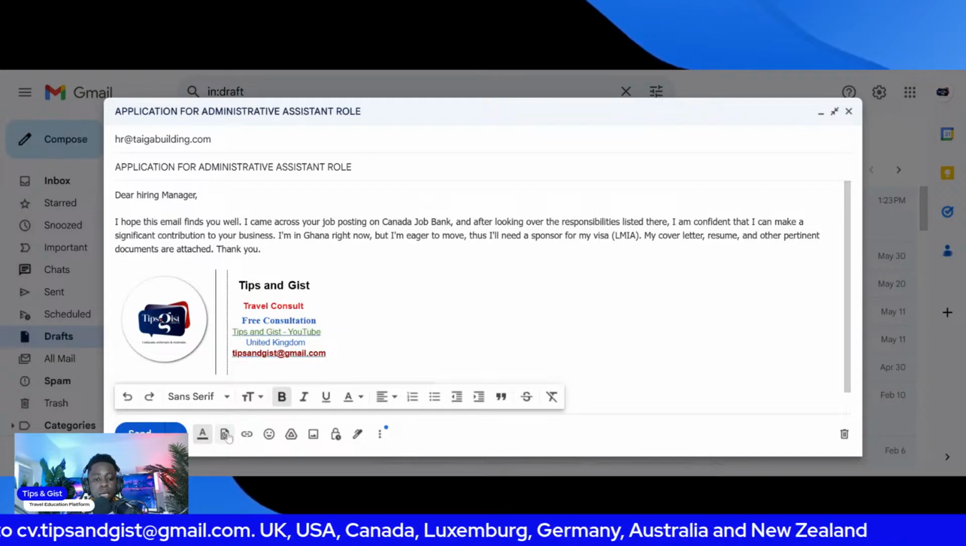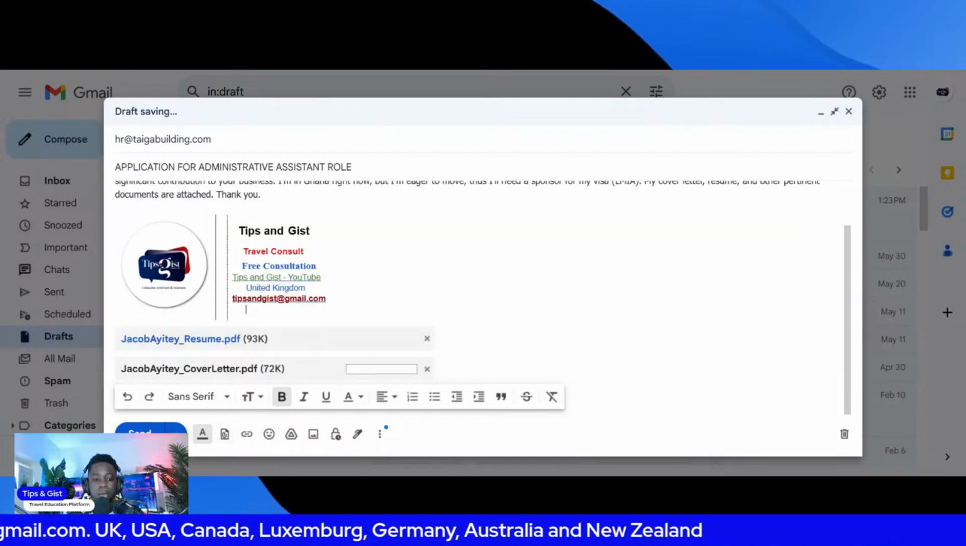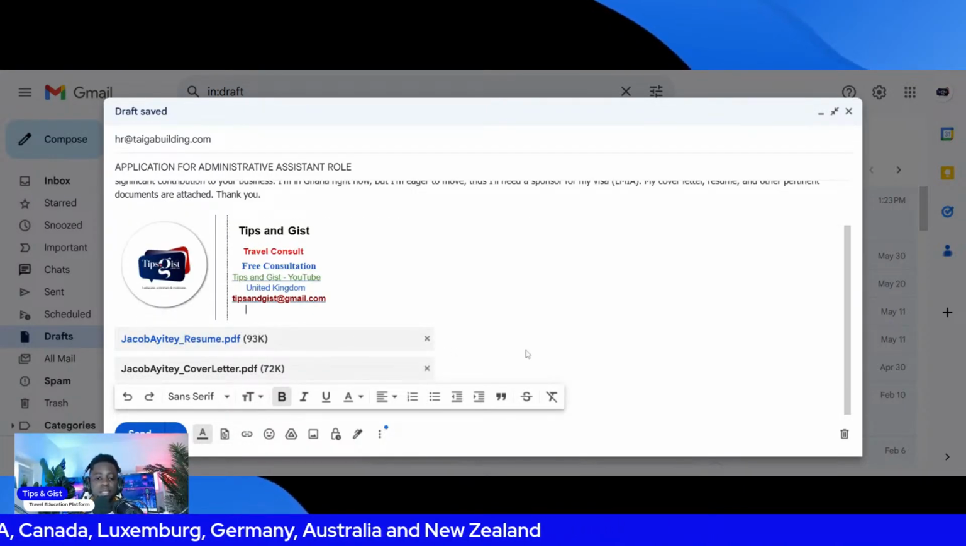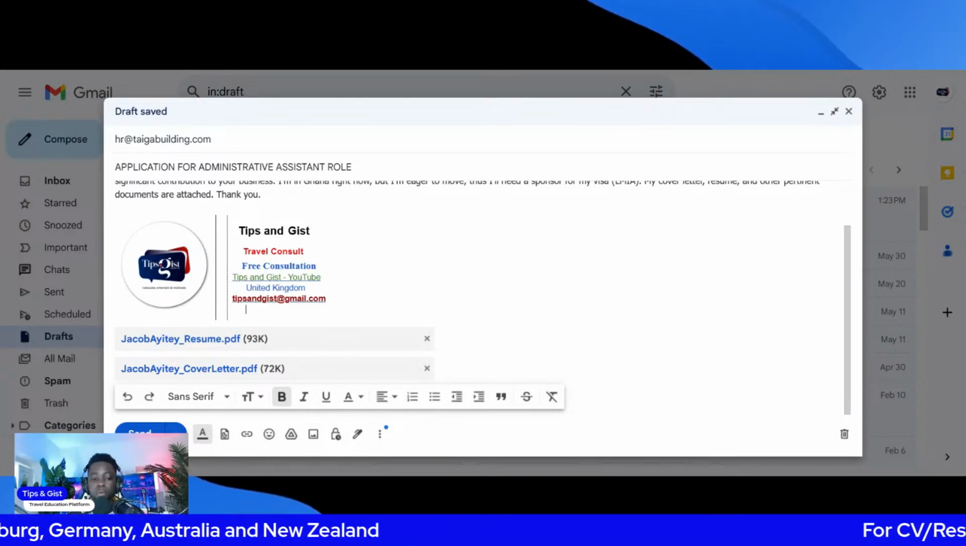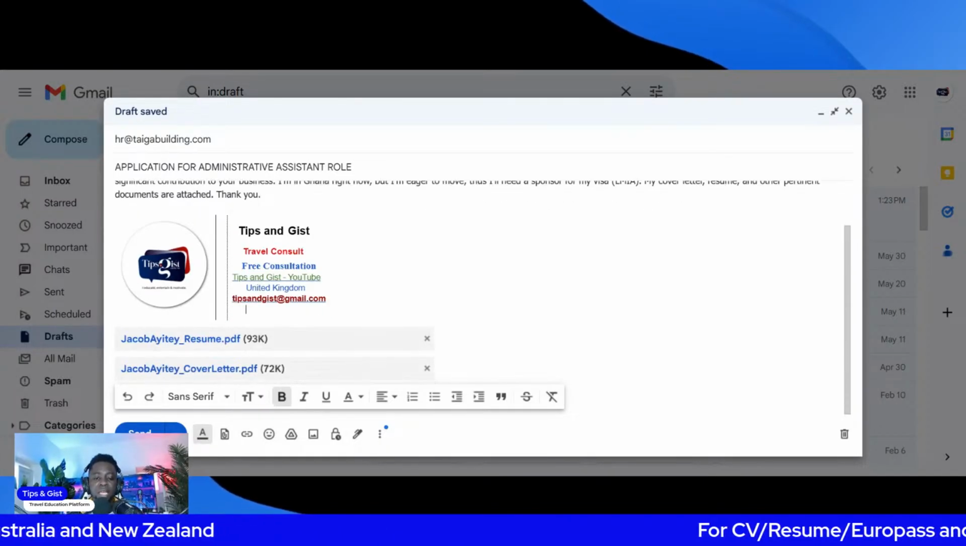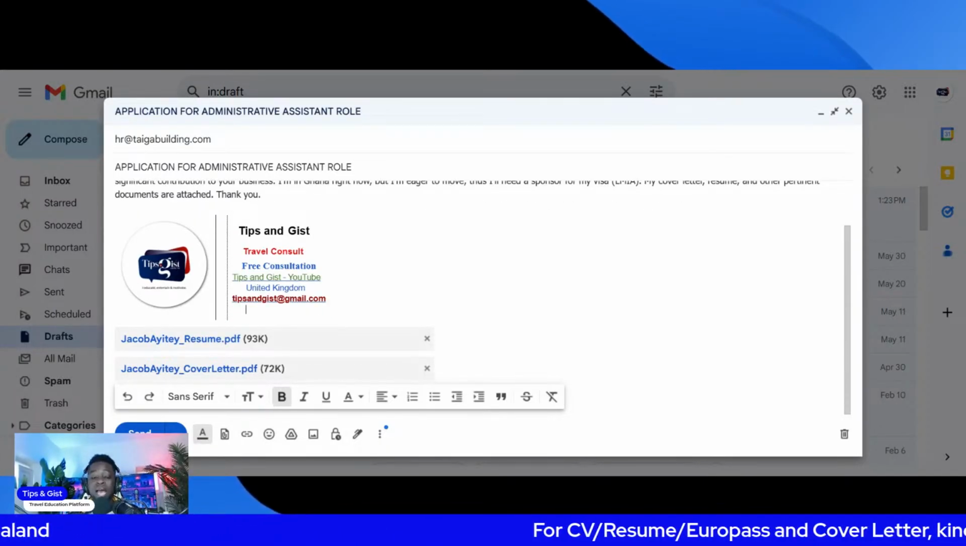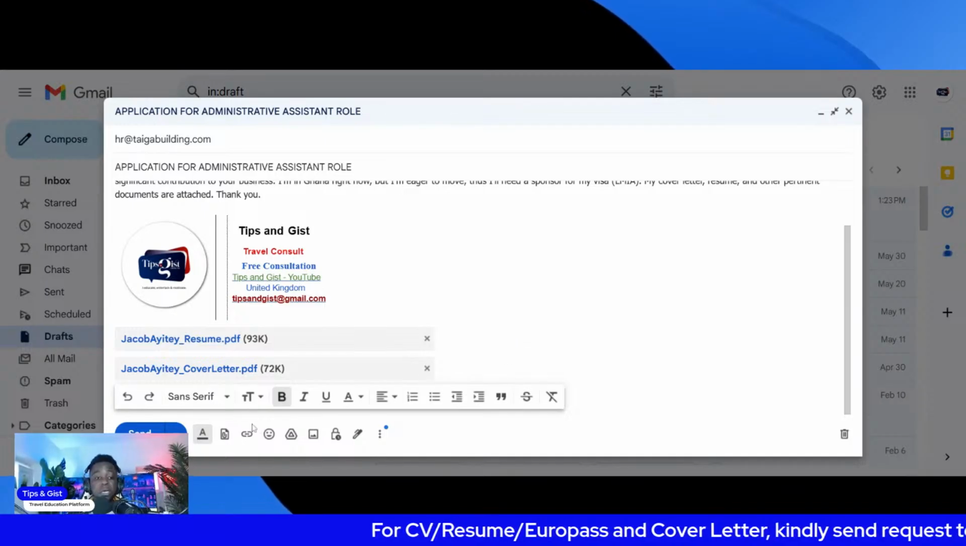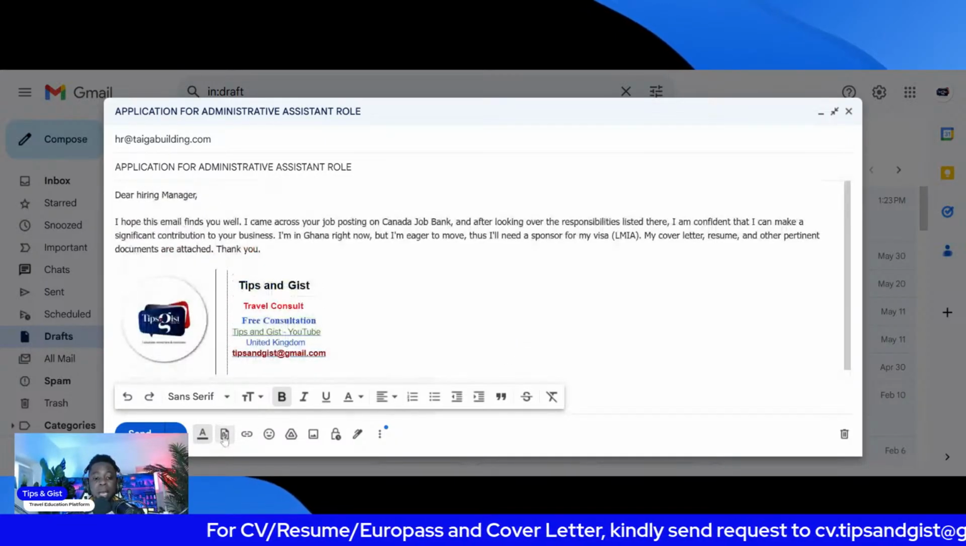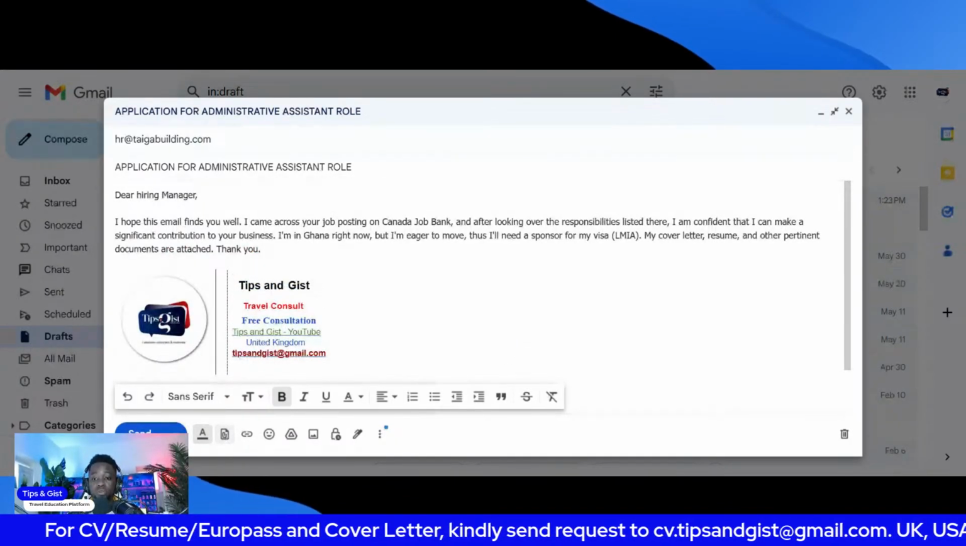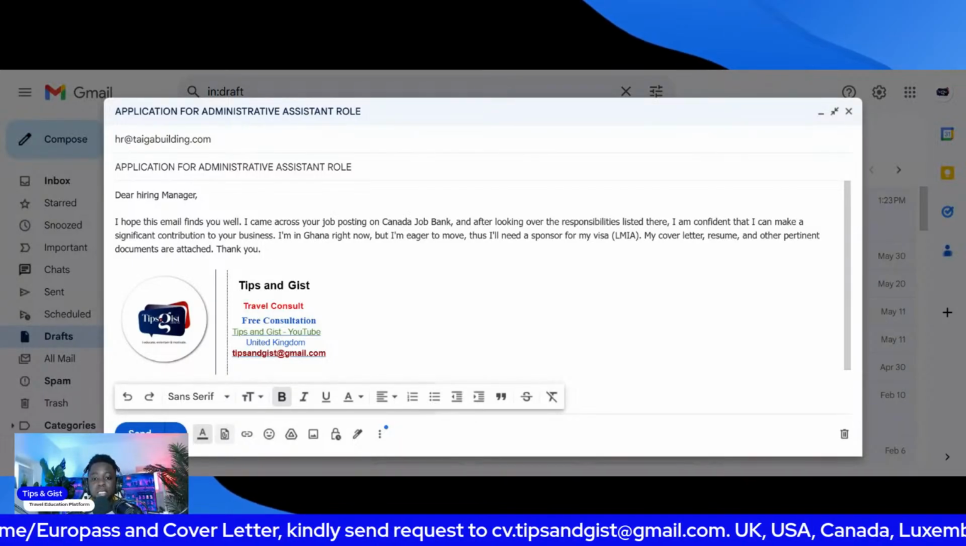Now let me upload the cover letter as well. I've uploaded the cover letter. That is how we upload. Please don't be sending them one after the other. So let's say you want to upload another certificate. Let's say your driver's license, then you have to also click on it and upload that certificate if you have it and you want to send it to the employer.